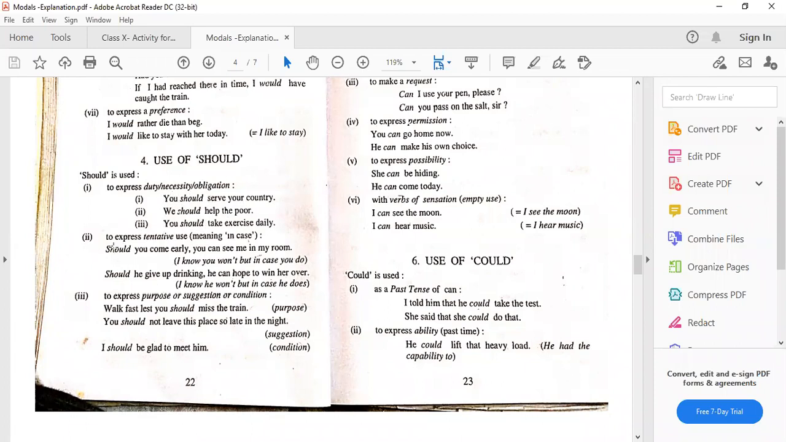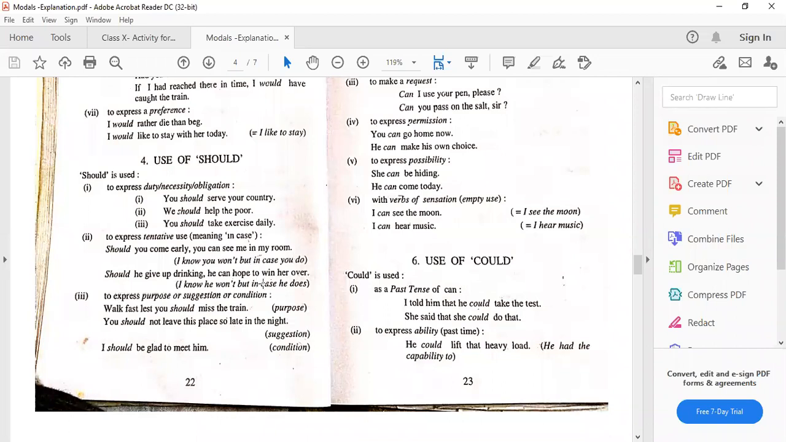Obligation means moral duty. To express tentative use, meaning in case, कि जब in case की जगह पर आप should को use कर सकते हो. Tentative meaning when you are not strong. Should you come early, you can see me in my room. Here you can use in case you come early, you can see me in my room. In case word के लिए आप should भी use कर सकते हो, because here the possibility is less. I know you won't. उसको पता है कि वो नहीं आएगा, but in case you do. जब हमें पॉसिबिलिटी होती है कि ये काम नहीं होगा, लेकिन फिर भी हम सोचते हैं कि अगर ऐसा हुआ, in case you come early, you can see me in my room.